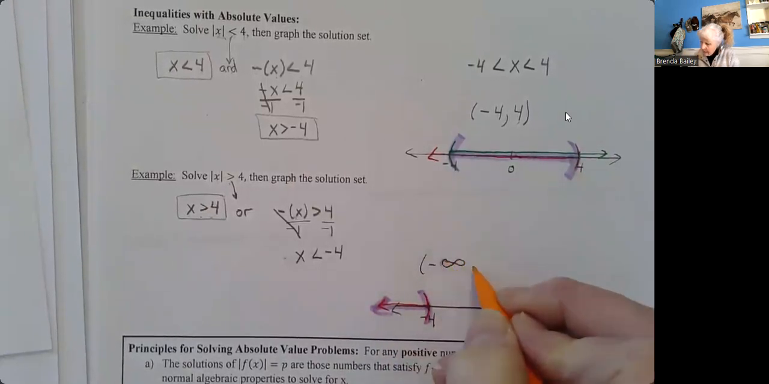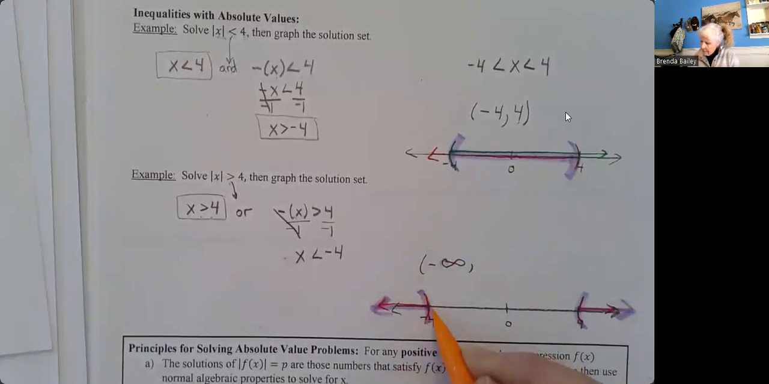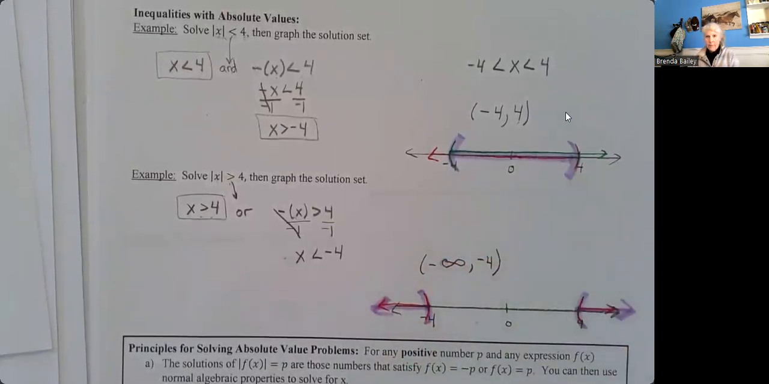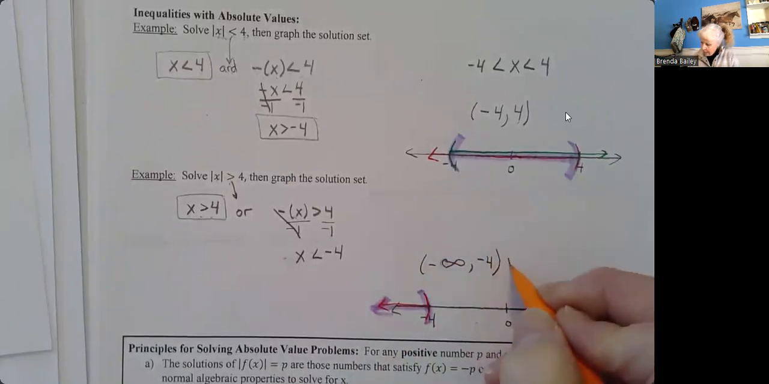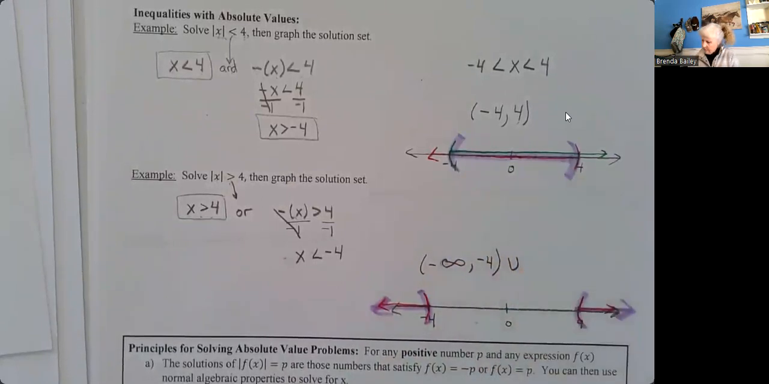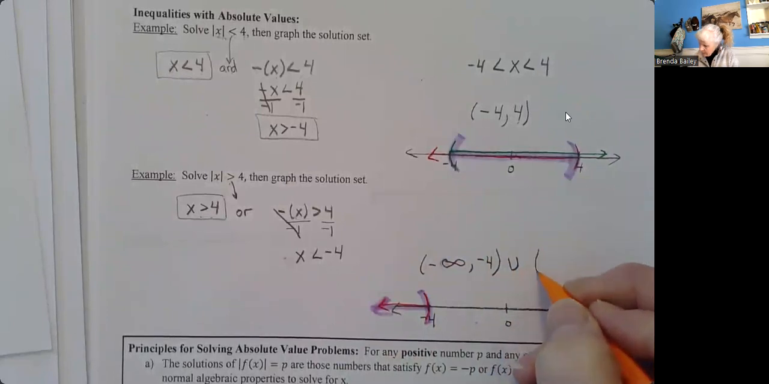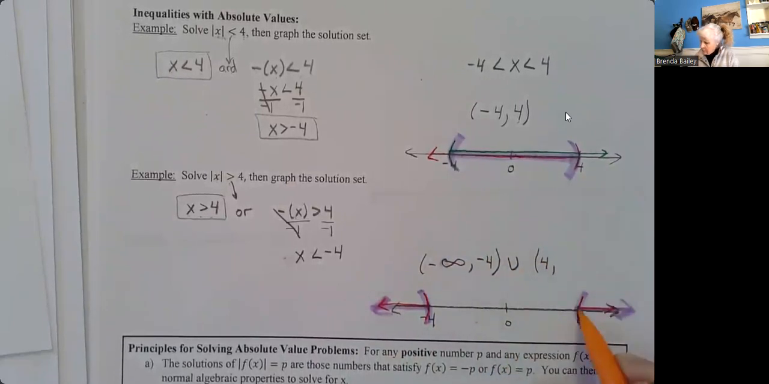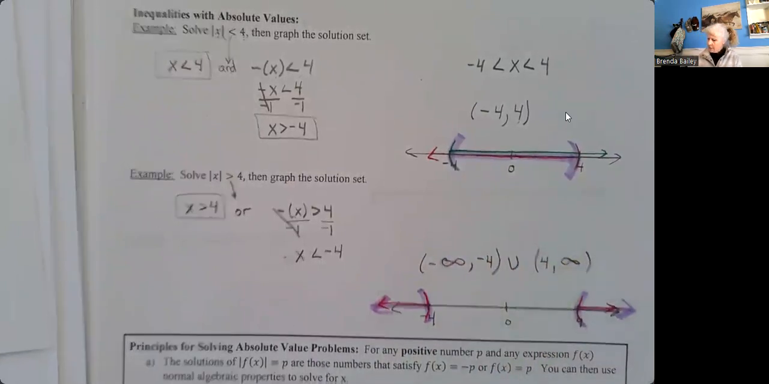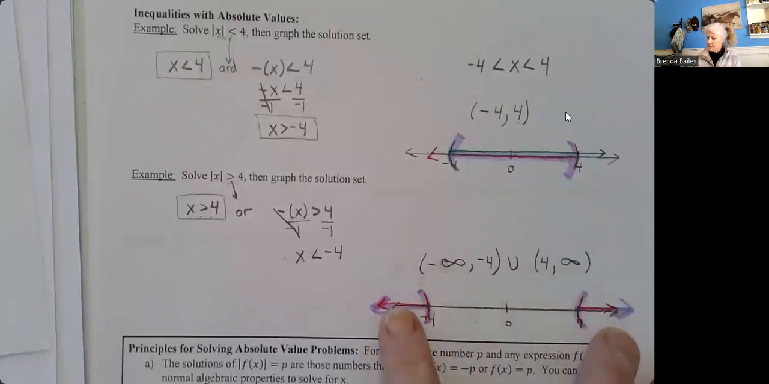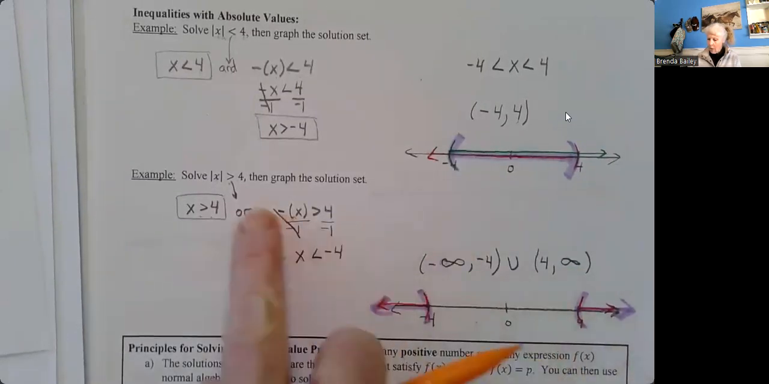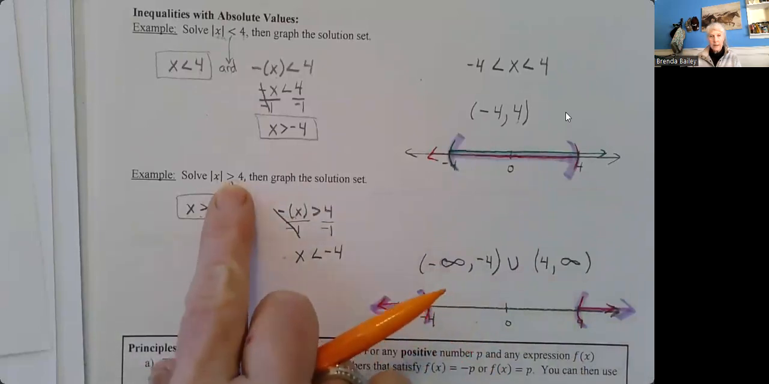It goes from negative infinity and stops at -4, not including the -4, unioned with, we need that union symbol. We have a parenthesis, we start at 4 and go to positive infinity. These two represent the two parts separately, and we union them together because this is an or, because this is a greater than symbol.